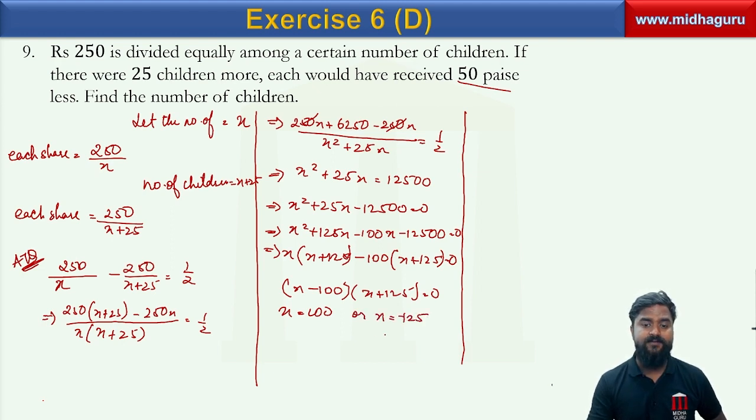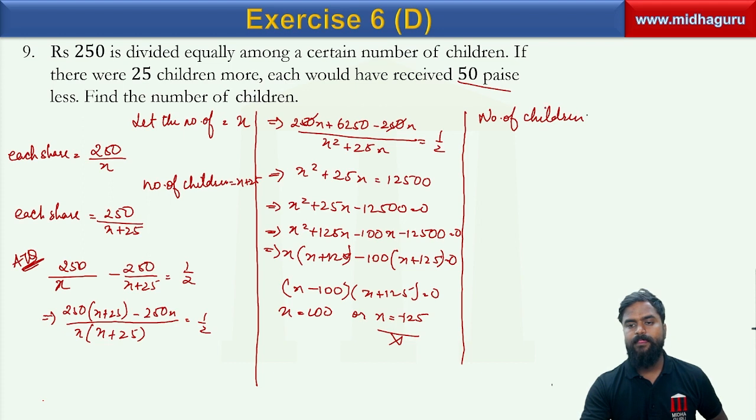Since x is the number of children, this cannot be negative. So the number of children is 100. So let's move on to the next question.